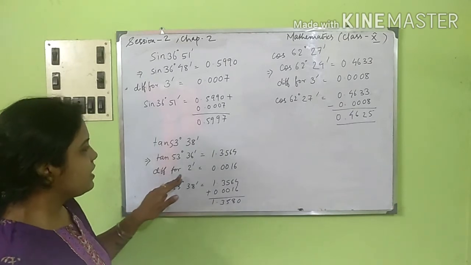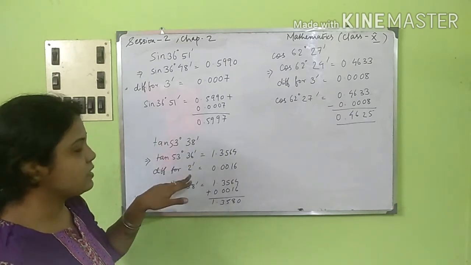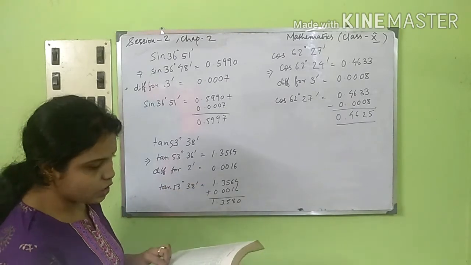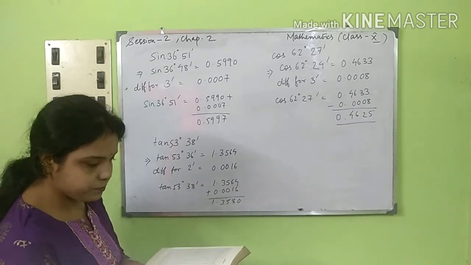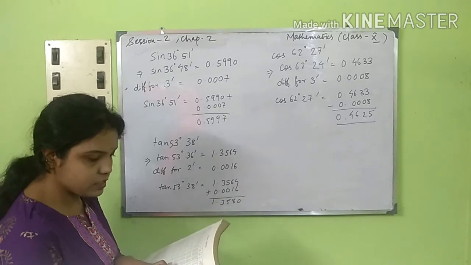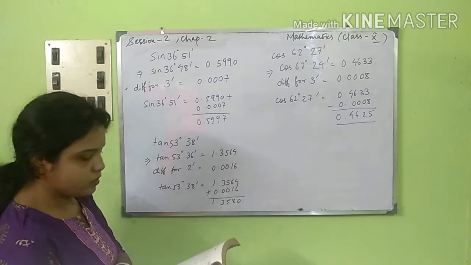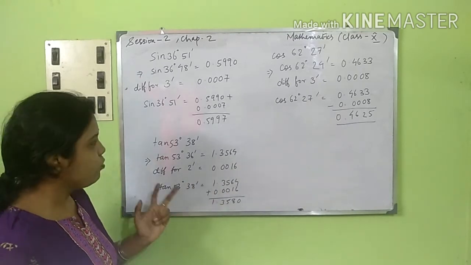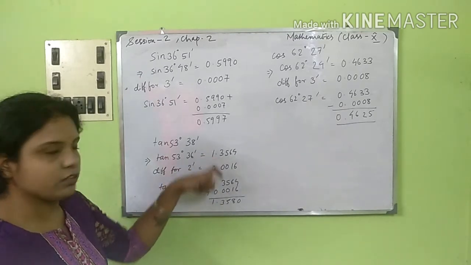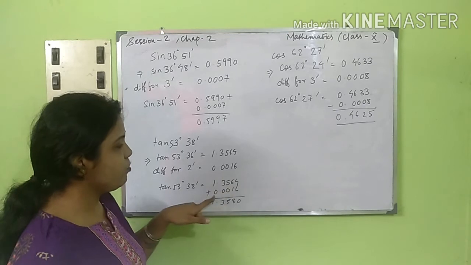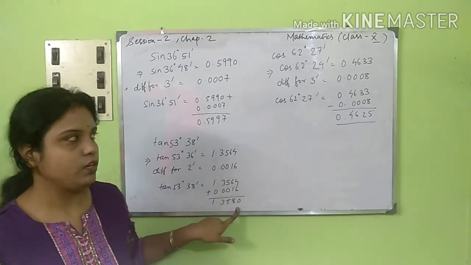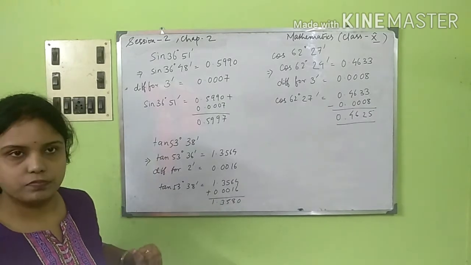Then it's a difference of 2 minutes, right? So 2 minutes here is equal to, as you can check, 16. So that means 0.0016. Now for tan also you have to add up the values. So 1.3564 plus 0.0016, we are getting 1.3580. This is the final answer, right?